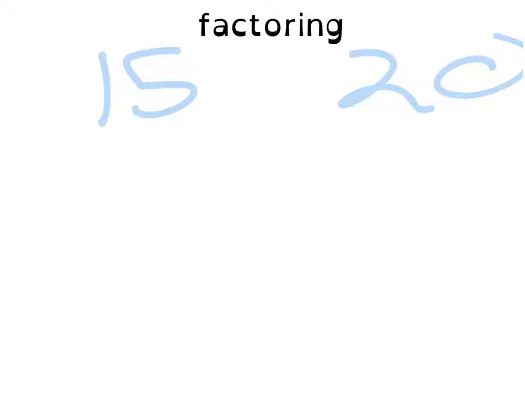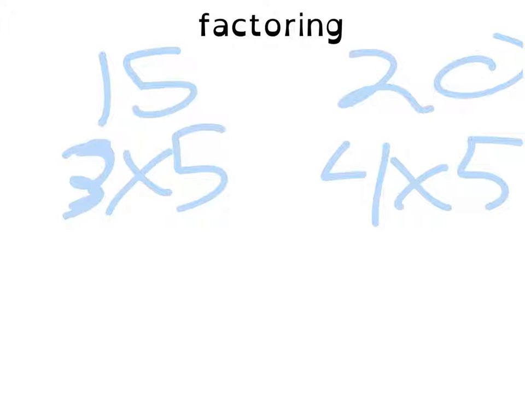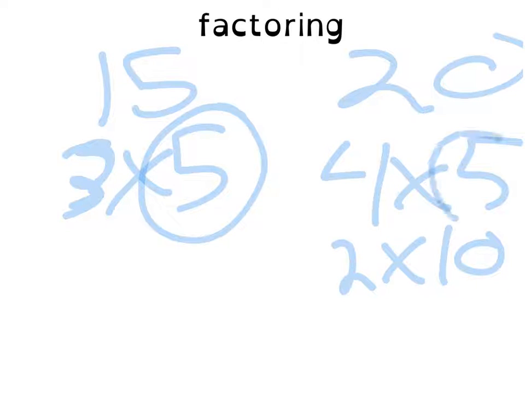3 times 5 equals 15, and 4 times 5 equals 20, and 2 times 10 equals 20. But we don't have any more 2s, any more 10s, any more 4s, any more 3s, but our biggest number that are the same is 5. So we have 2 5s, and your answer will be 5.